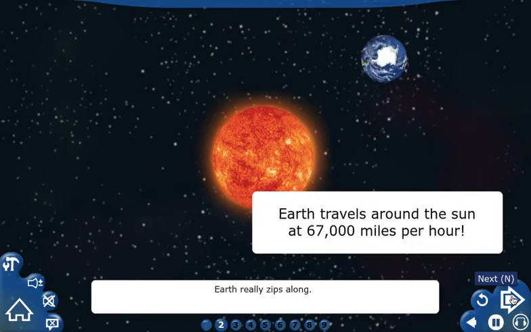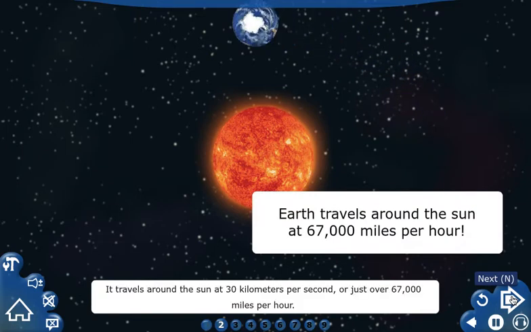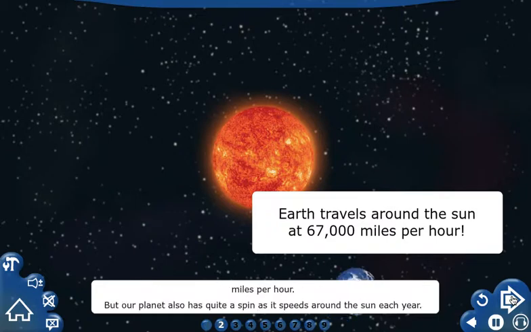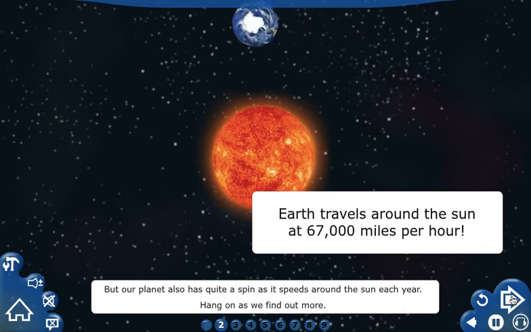Earth really zips along. It travels around the Sun at 30 kilometers per second, or just over 67,000 miles per hour. But our planet also has quite a spin as it speeds around the Sun each year. Hang on as we find out more.